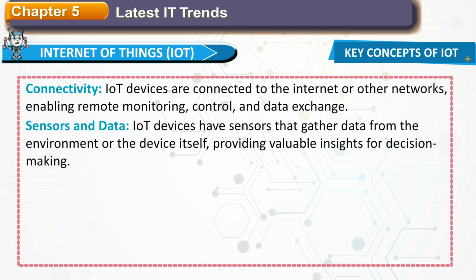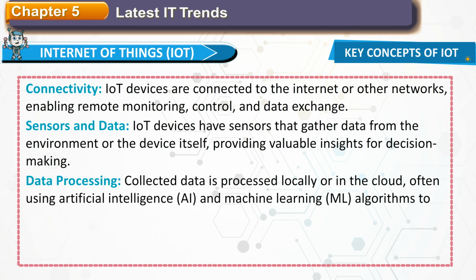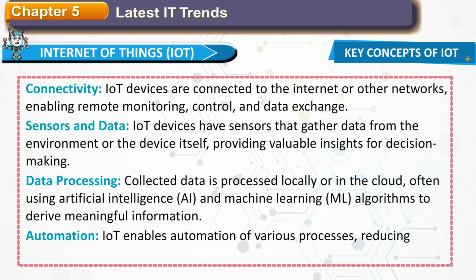Data processing. Collected data is processed locally or in the cloud, often using artificial intelligence, AI, and machine learning, ML, algorithms to derive meaningful information. Automation. IoT enables automation of various processes, reducing human intervention and improving efficiency.